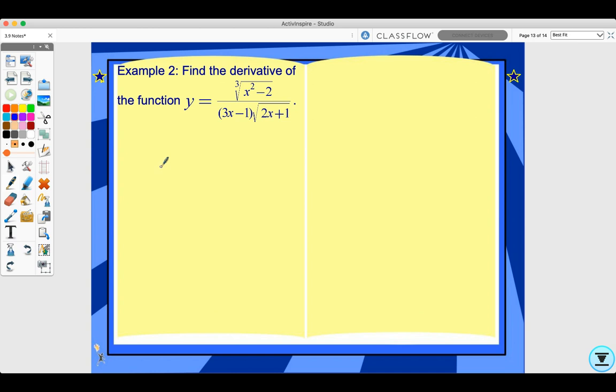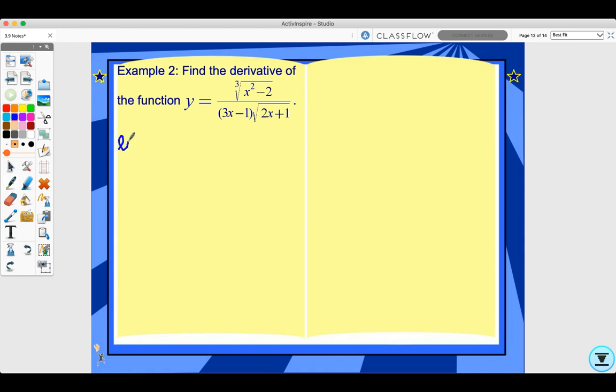Okay, find the derivative of the function y equals the cube root of x squared minus 2 all over 3x minus 1 times the square root of 2x plus 1. So here, the derivative of this, we would have to use the quotient rule and the product rule and the chain rule, and it would just become a mess. But using our rules of logarithms, we can separate this fraction and this product in order to make it a little easier for ourselves. So I can take the natural log of both sides.